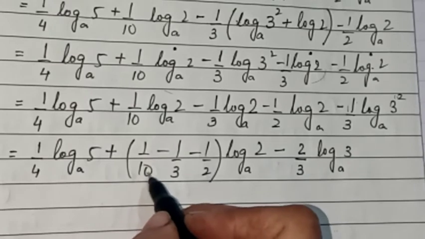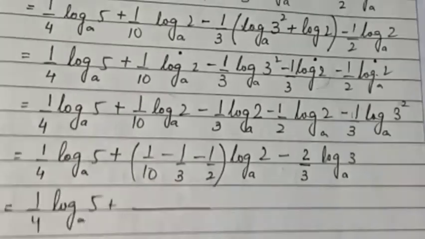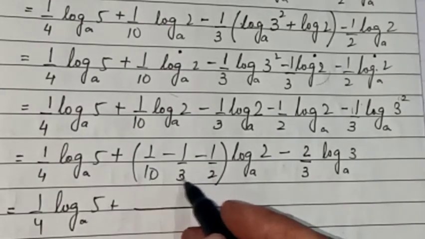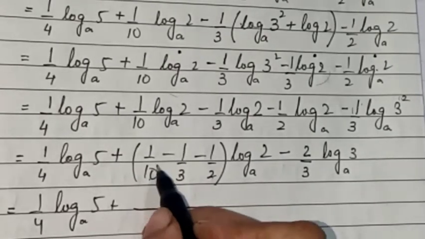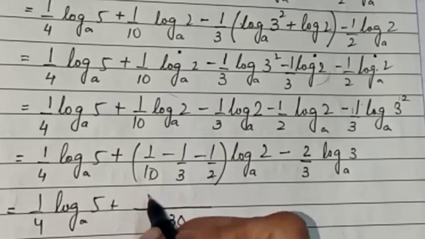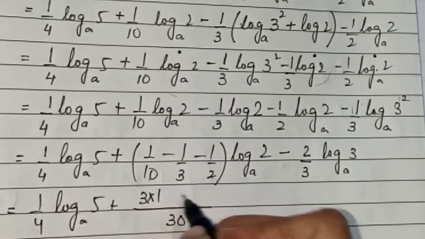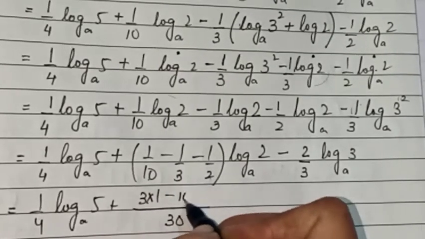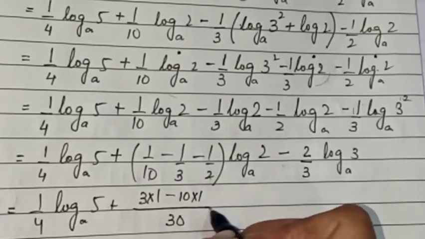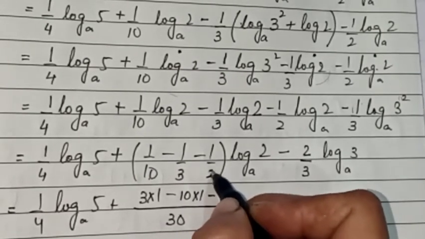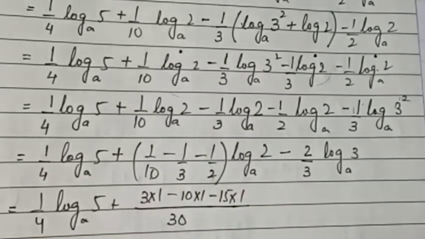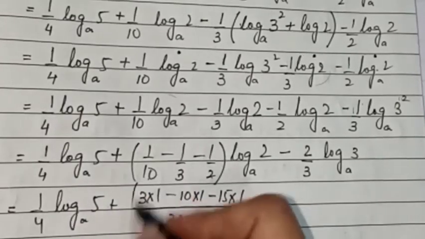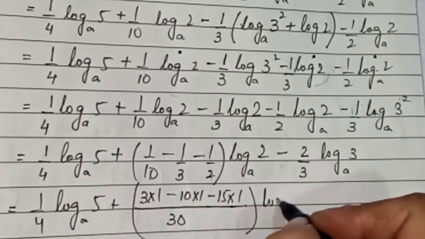I have to solve these three fractions together. So I have to take the LCM of these three. The LCM of these three terms will be 30. So 10 threes are 30, so 3 will be multiplied here. 3 tens are 30, so 10 will be multiplied here, and after the minus sign, 2 fifteens are 30, so 15 will be multiplied in the numerator. Okay, we are done with this calculation.